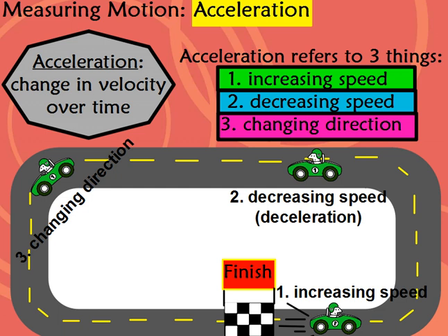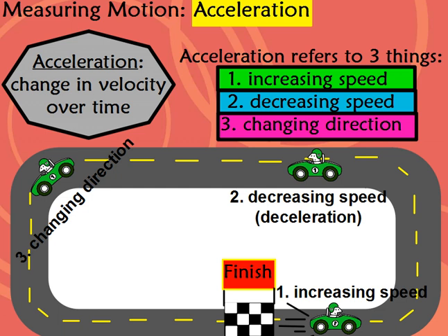And the last way to measure motion is this thing called acceleration. This is where we're going to get a little tricky. Acceleration's definition is a change in velocity over time. Now, we just went over velocity. Velocity is speed and direction. So if acceleration is a change in velocity, that means acceleration can refer to 3 different things. You can change your speed, speed up or slow down, or you can change your direction. Speed and direction are both velocity.